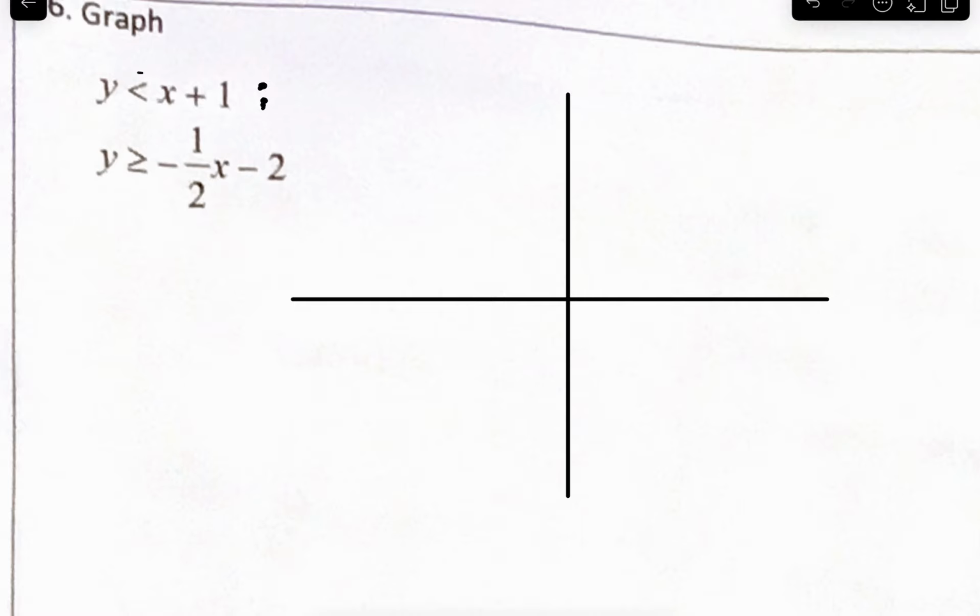Well, we know it's going to be dotted, so we have to figure out our AHK as usual. Our A value we know is 1. My H is equal to, remember, A value is the slope. A equals 1, H equals 0, K equals positive 1. This is our y-intercept.